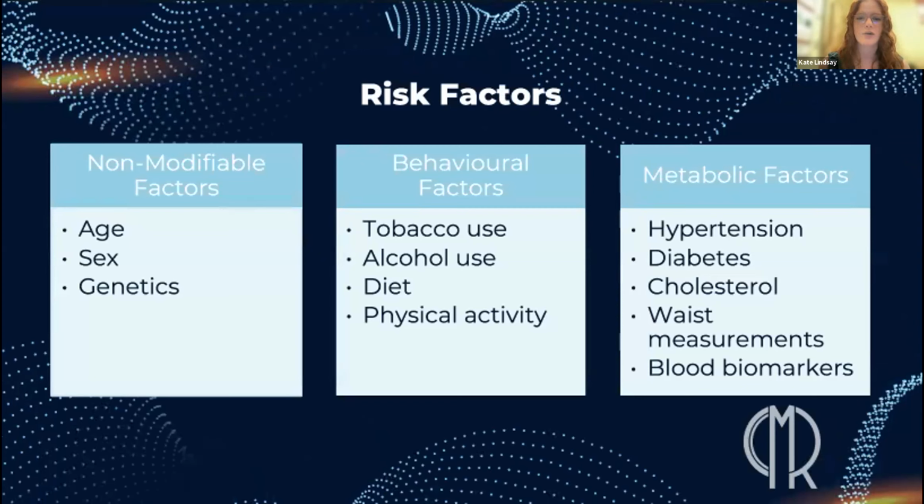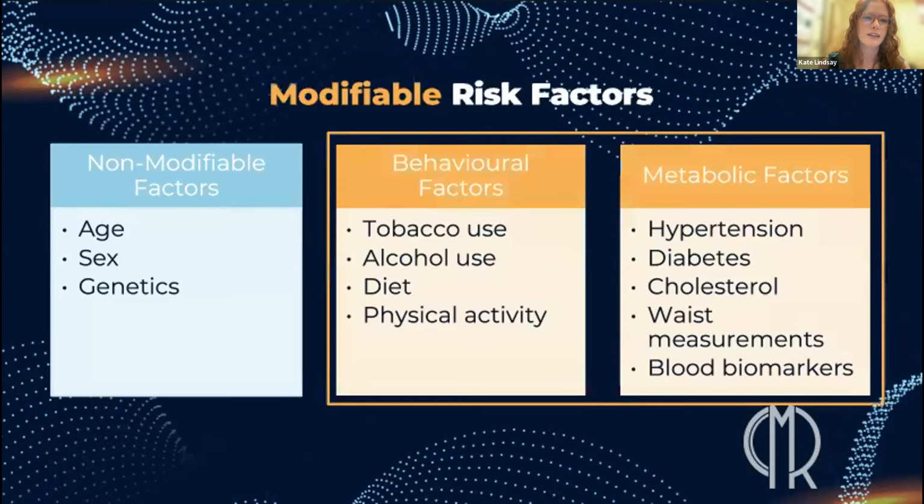There's also what's known as modifiable factors. So those can be behavioral considerations like tobacco or alcohol consumption, an individual's diet, or their physical activity level. And then, of course, there's metabolic factors that are measured clinically, like hypertension, diabetes, cholesterol, waist circumference, or other blood biomarkers. Now, these factors can promote inflammation in the body, leading to increased risk of cardiovascular disease over the lifetime or other cardiac events.